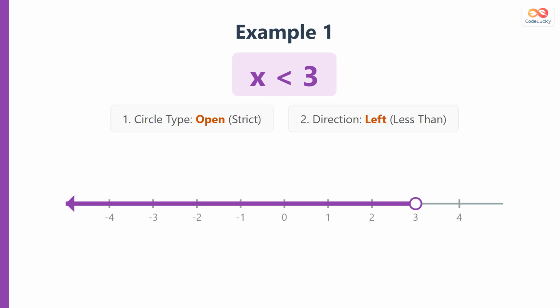Let's try an example. x < 3. First, the symbol is strictly less than, so we use an open circle at positive 3. Second, it's less than, so we shade to the left. Any number to the left of 3 is a correct answer.